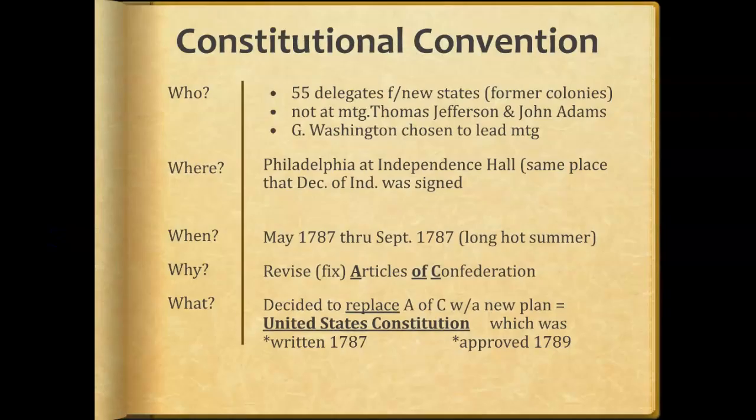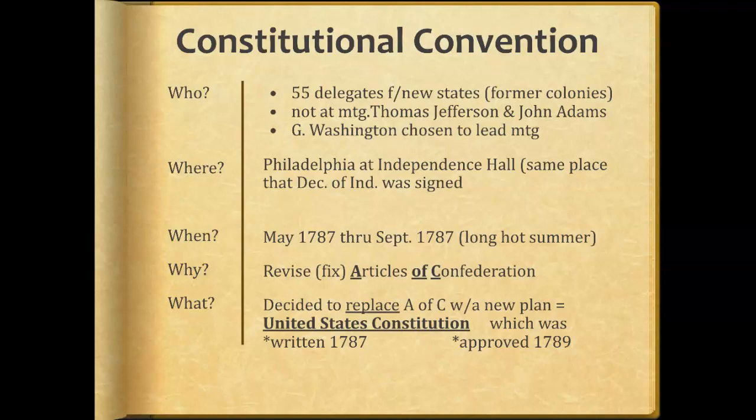Just a little recap on the Constitutional Convention. There were 55 men or delegates from the new states. Some trivia: Thomas Jefferson and John Adams, although they are founding fathers, were not at this meeting. Thomas Jefferson was also a foreign dignitary, and he was actually in Europe. George Washington was chosen to lead the meeting.